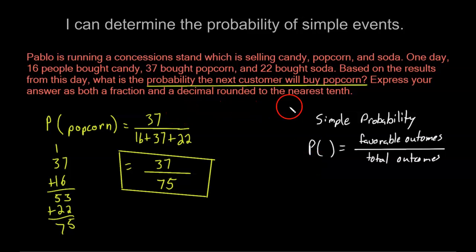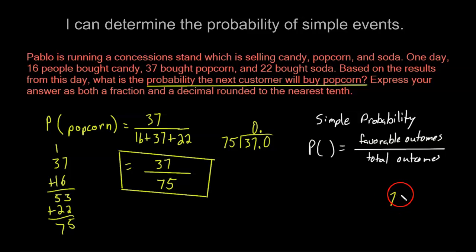It also asks for a decimal rounded to the nearest tenth. So we can convert this to a decimal. Let's use some long division to do so. We take 37 and divide that by 75. 75 doesn't go into 37, so we put a 0 above it, add a decimal and another 0. This decimal goes straight up, remember? I'll do a little bit of scratch work over here. How many times does 75 go into 370 without going over it?